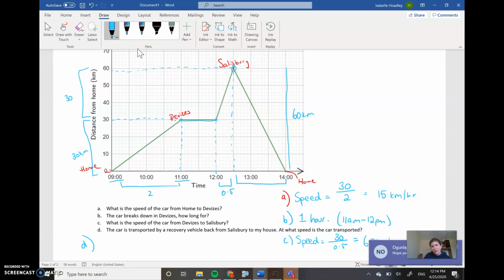And the time that I did that distance in is from 12:30, which is at that tip there, to 2 o'clock. So that's 1.5 hours. I've got 1 hour between 1 and 2 o'clock, and then half an hour between 12:30 and 1 o'clock. Okay, so my speed for the recovery vehicle is now 60 divided by 1.5.